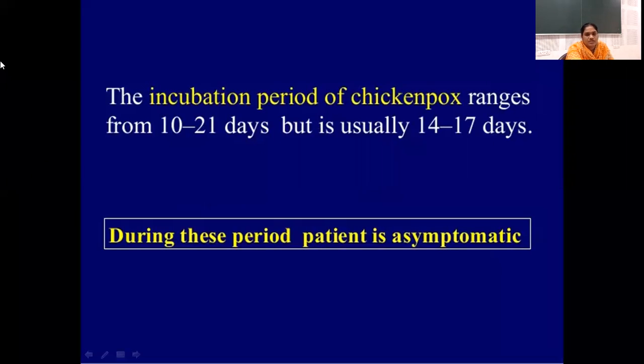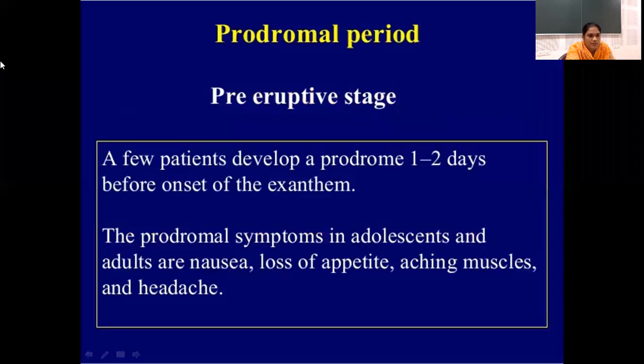The incubation period of chickenpox ranges from 10 to 21 days, but it is usually 14 to 17 days. In this period, the patient is asymptomatic. Pre-eruptive stage. A few patients develop a prodrome 1 to 2 days before the onset of exanthema. Prodromal symptoms in adolescents and adults are nausea, loss of appetite, aching muscles, and headache.